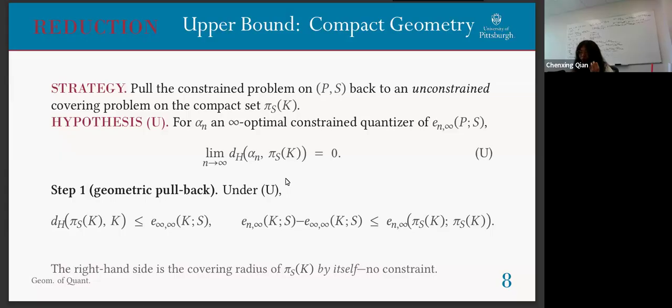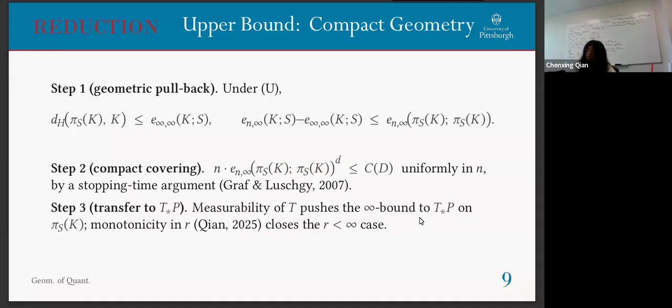So step one is we can prove a lemma which implies an upper bound. Remember the left-hand side of the inequality is just the E tilde, E tilde n infinity, and it has an upper bound of the infinity covering radius of pi sk itself. The next step here is, because pi sk is compact, and in this case all the quantizers are also in the set pi sk, we can do a compact covering.